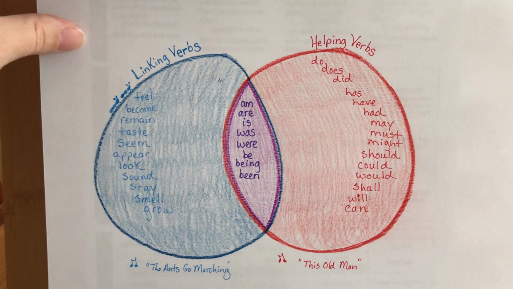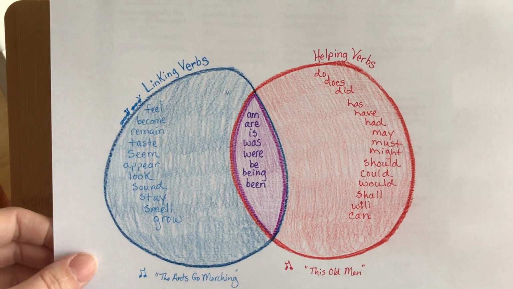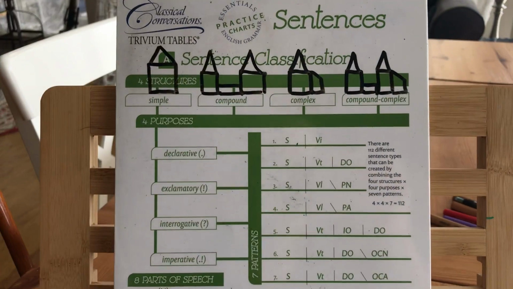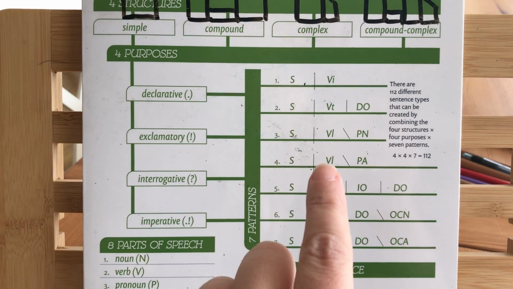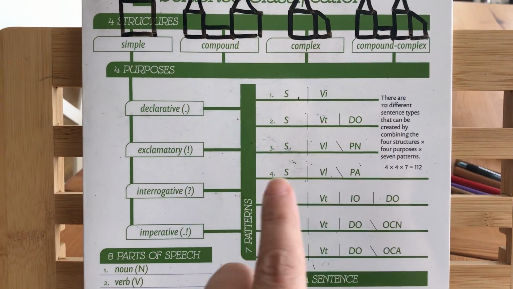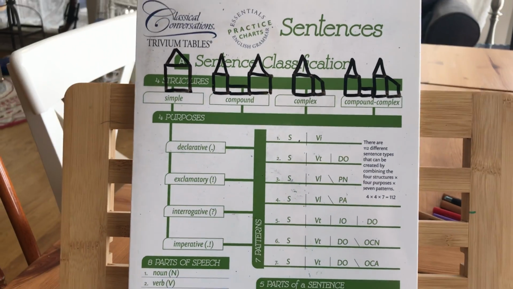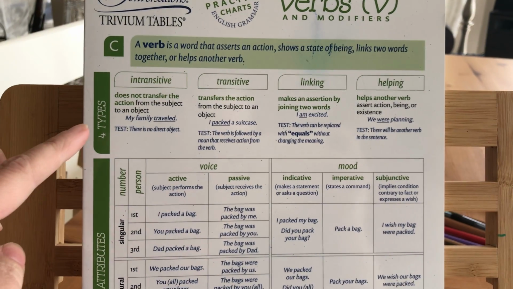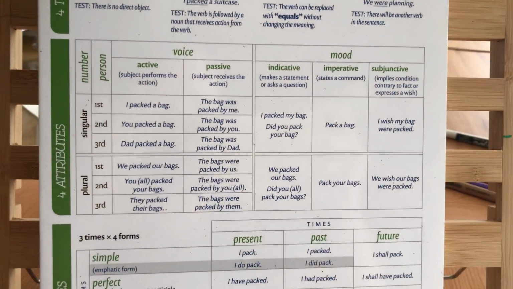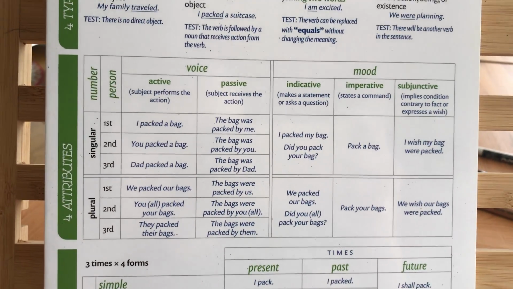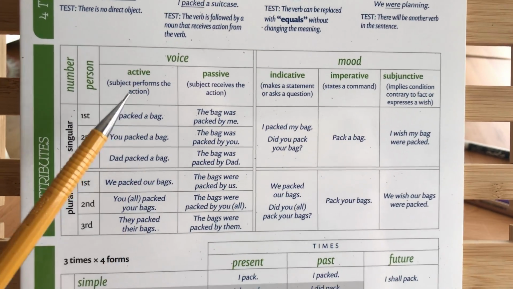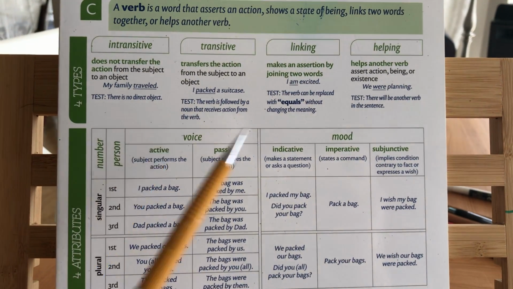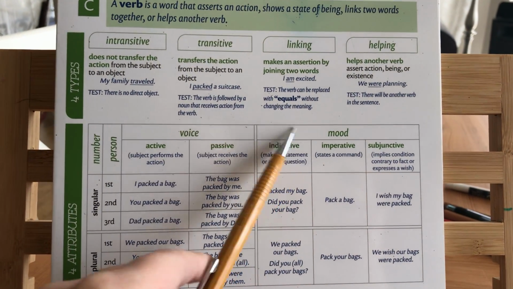And we will return and apply these concepts when we revisit on chart A the VL, the linking verbs in our SVLPN, SVLPA patterns, but we're not there yet. All right, moving on with chart C. Those are the 4 types of verbs. Let's look at the 4 attributes. There are 4 attributes. There's person, number, voice, and mood. I chant it like this.